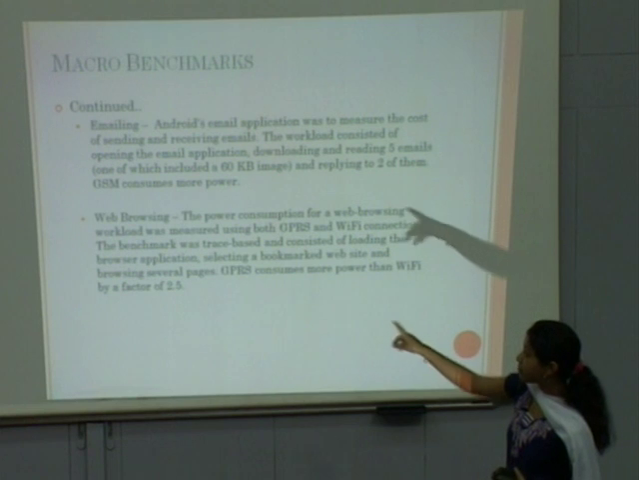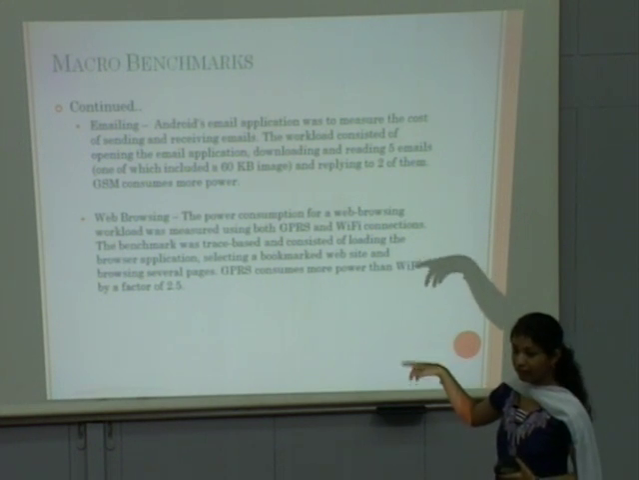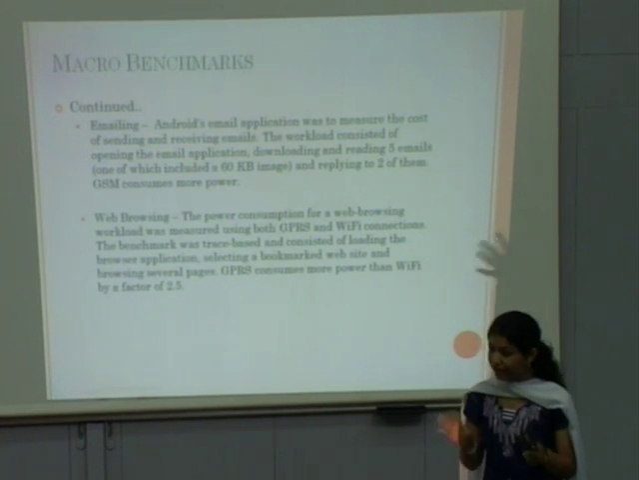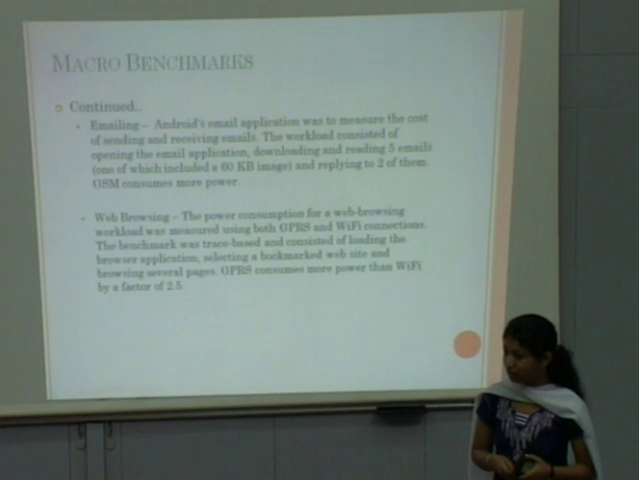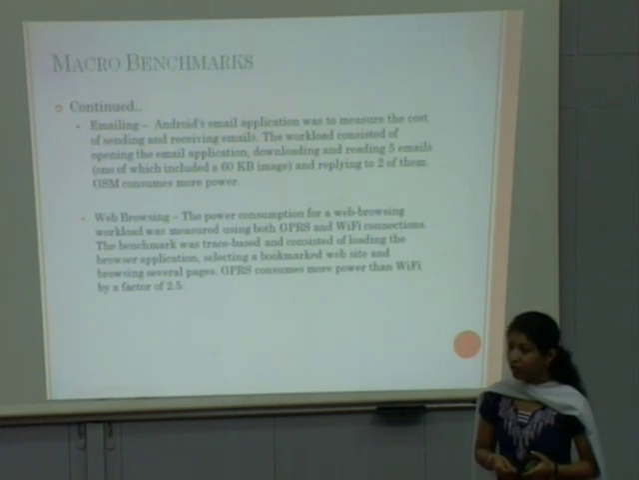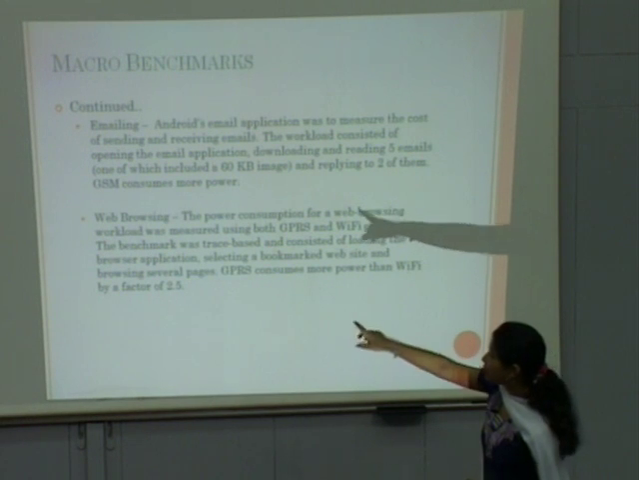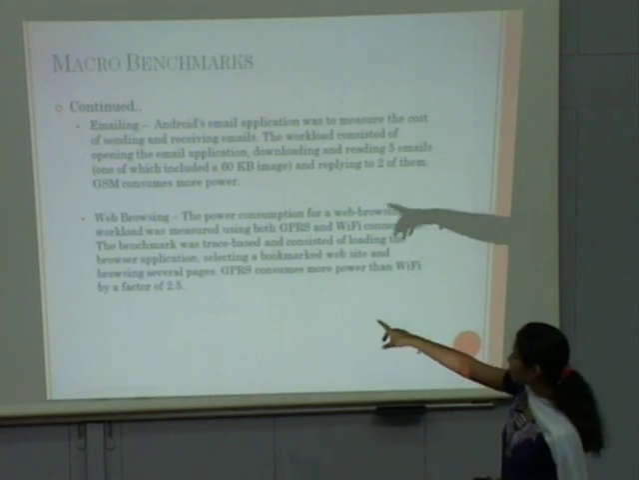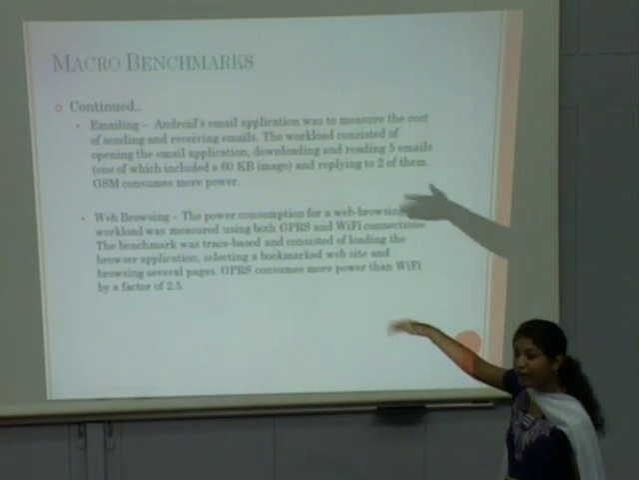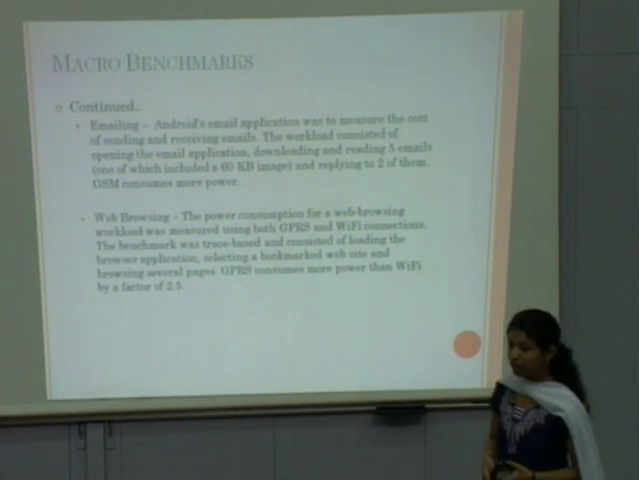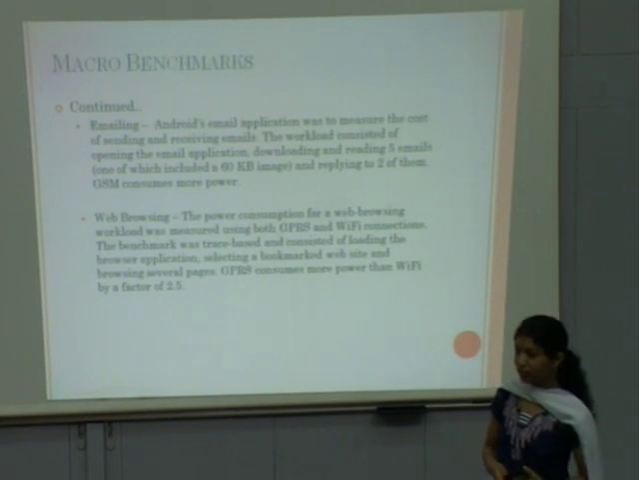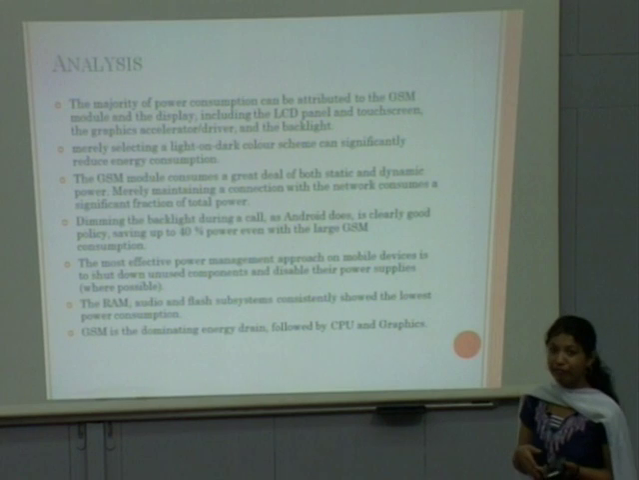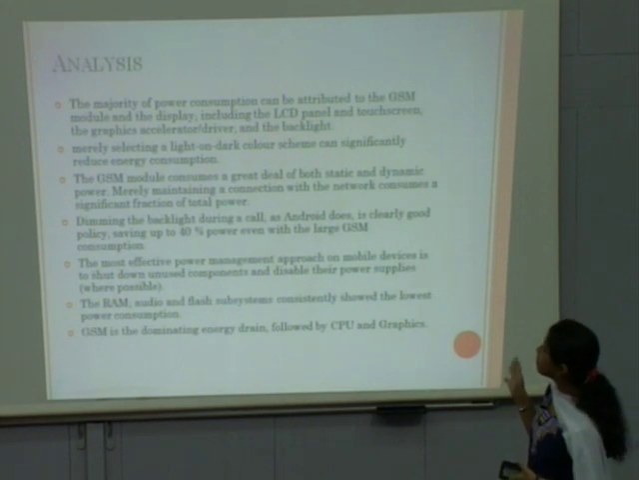So they ran this web browsing test for GPRS and for Wi-Fi. So I'll show you the results. Actually, they have made a graph. It's a macro, it has to be combined. Okay, sir, actually I should have written 2 points, because web browsing can be done using GPRS. That was one macro benchmark. And then web browsing can be done using Wi-Fi also. So they compared the two macro benchmarks actually. Not at the same time. Yes, sir. Separate times. So though we used Wi-Fi and GSM both, still GSM consumes more power.